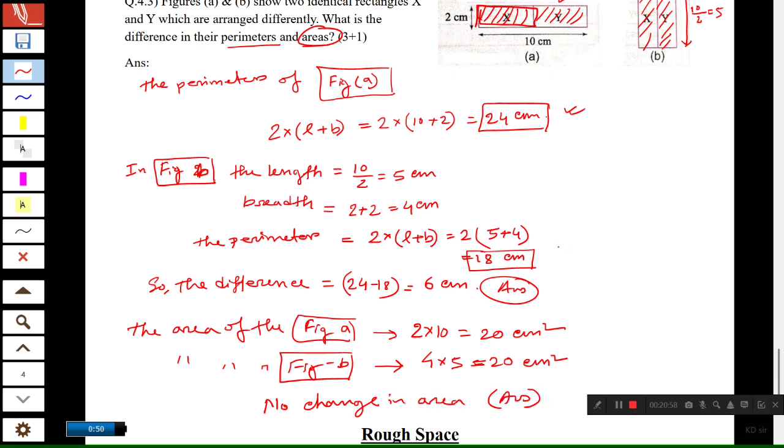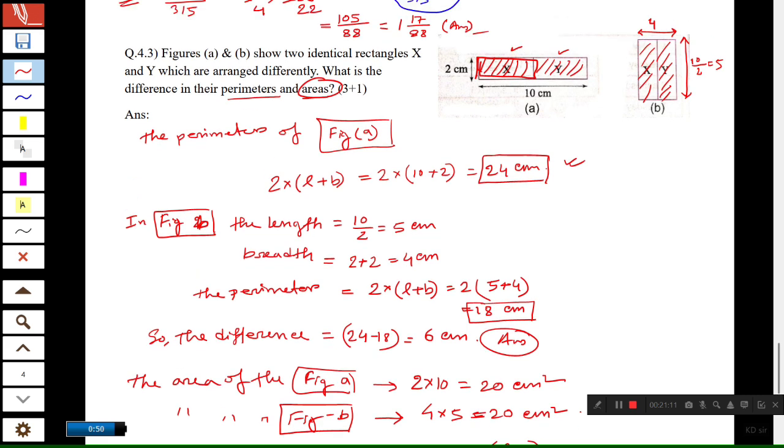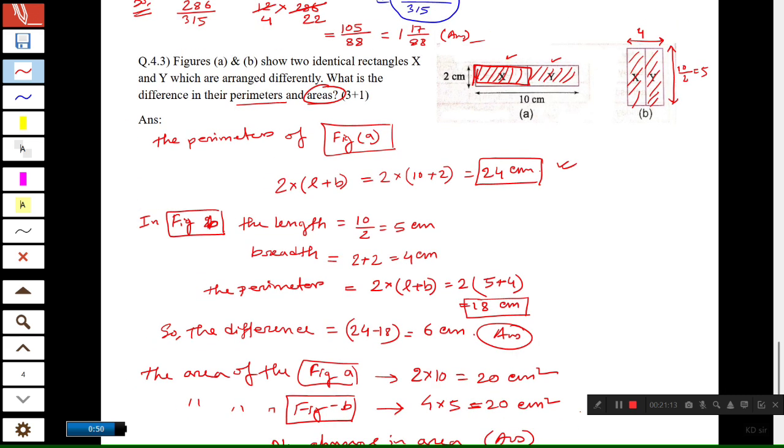This is the answer. Sorry, this 6 centimeter is the difference between the perimeters. So with rearrangement of a figure, the area should not change, but the perimeter will change. Okay, there is actually no direct relation between perimeter and area. Sometimes perimeter will change but area does not change. Sometimes area will change but perimeter does not change. Okay.